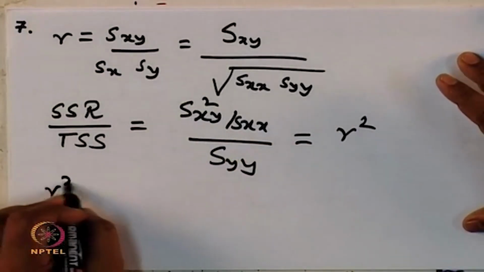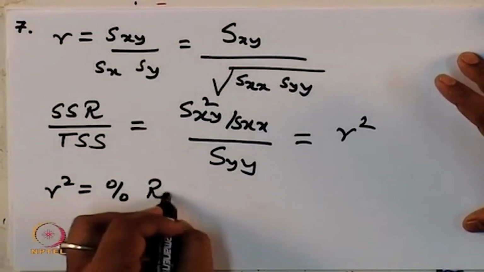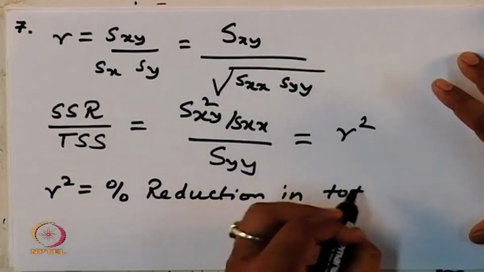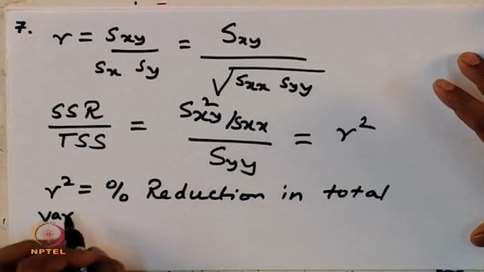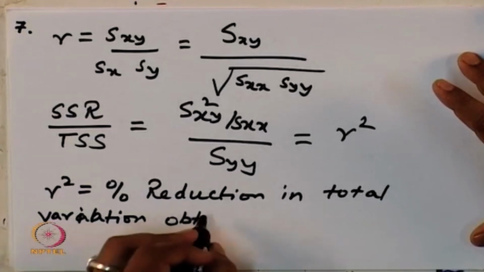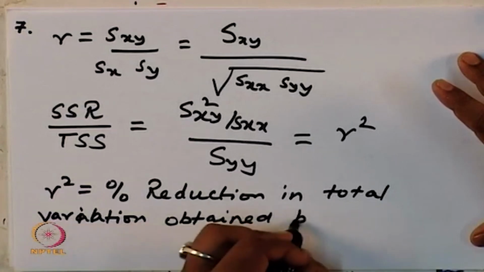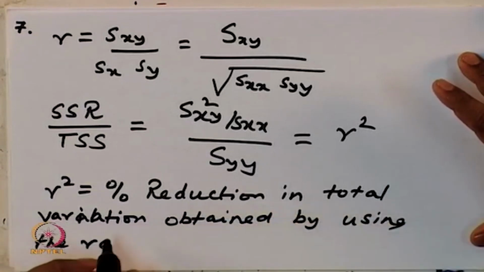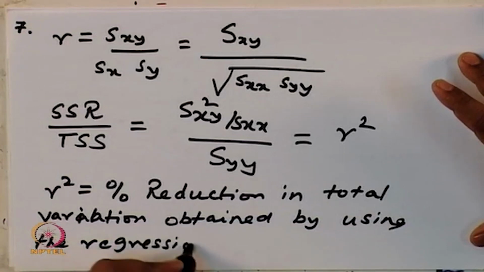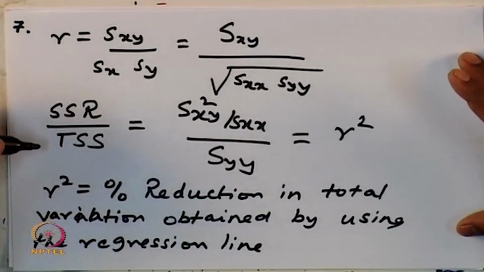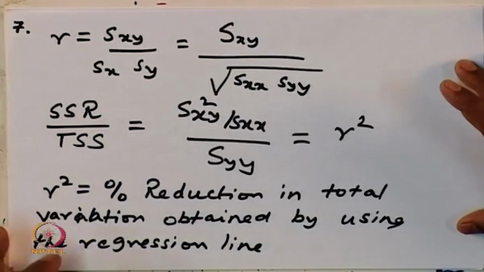So you can say that R square is the percentage reduction in total variation obtained by using the regression line. So r is nothing but the square root of SSR by TSS. One other thing.